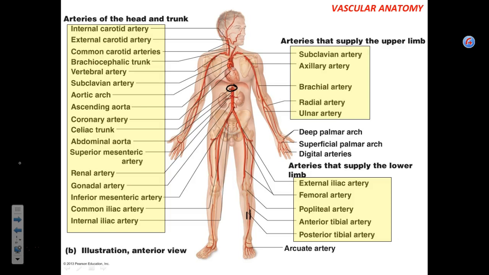Celiac, what does it refer to? What do you think? Don't hesitate. Just first association, celiac. Digestive, right? Something digestive. Turns out to be mostly stomach. Okay? Then you have superior mesenteric artery. What does it refer to? Mesentery, upper part, meaning small intestine, really. Inferior mesenteric artery. Colon, large intestine, all these parts. Does that make sense?